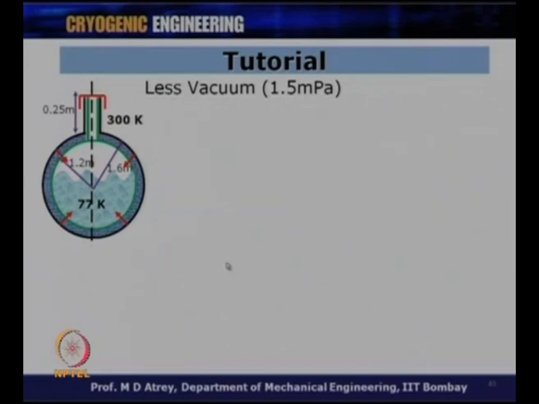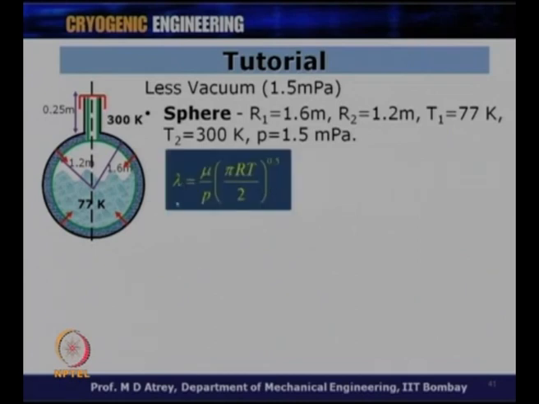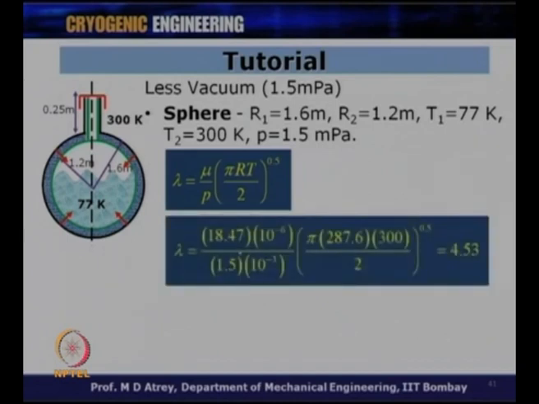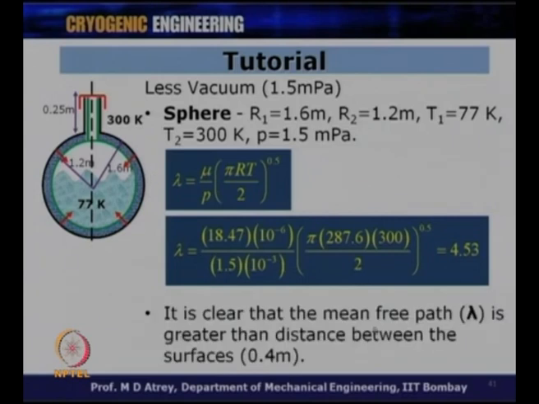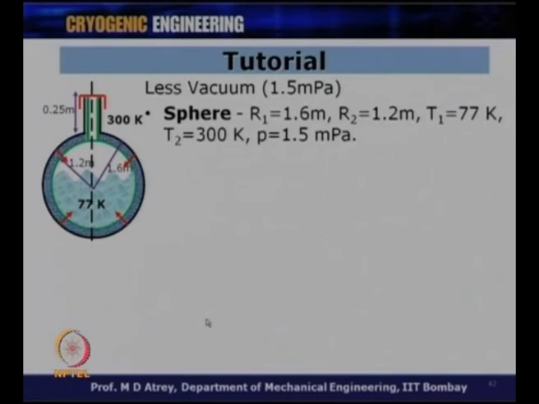In addition to this radiation, because of the vacuum, we will have even the residual gas conduction. So, for that let us establish whether we are in free molecular conduction, for which we will calculate lambda, putting in the values of different properties and temperatures. I get lambda to be 4.53 meter, which is much higher than R2 minus R1. Alright. So, it is clear that the mean free path lambda is greater than the distance between the surfaces, which is 0.4 meter, and therefore, we establish that we are in the free molecular conduction region, and therefore, I can apply the formula which we have derived.